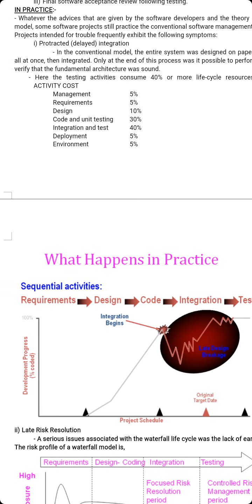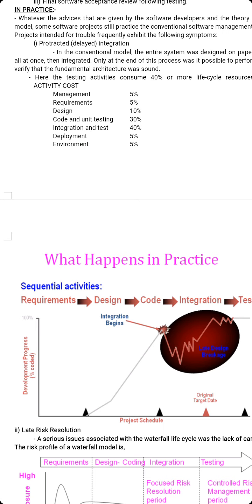You can check these in the table. Here it is given: expenditures by activity for a conventional software project. See here, this one is activity and beside it is cost. Taking the activity, management is 5%. Next, requirements, 5%. Next, design 10%, coding and unit testing 30%, integration and testing 40%, deployment 5%, environment 5%. Total we have 100%.